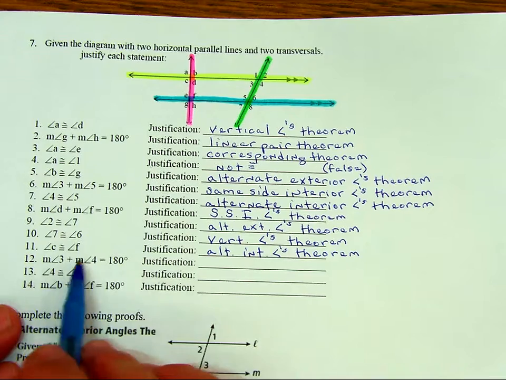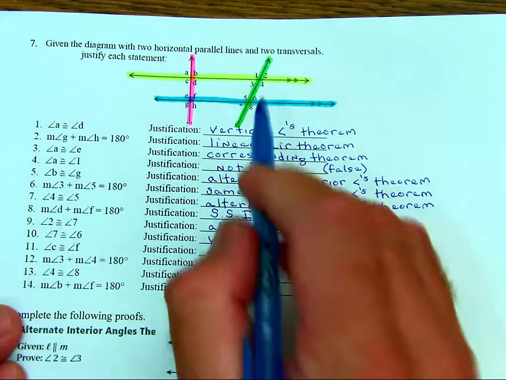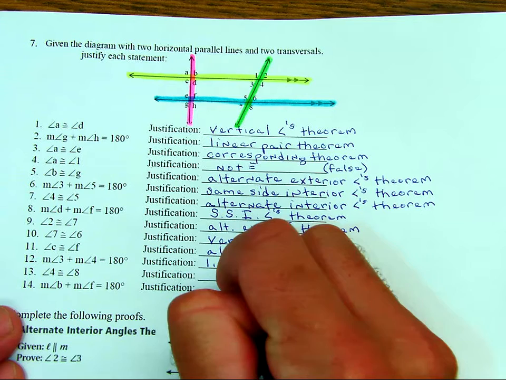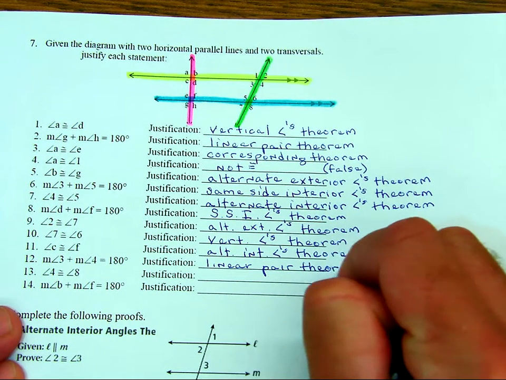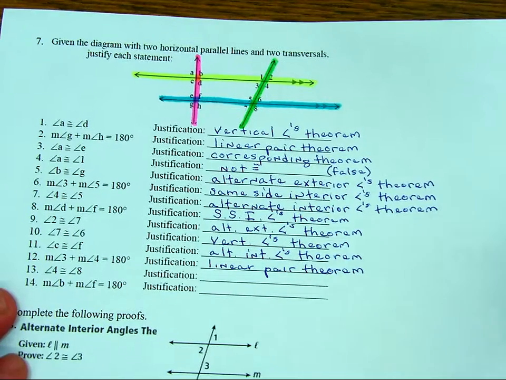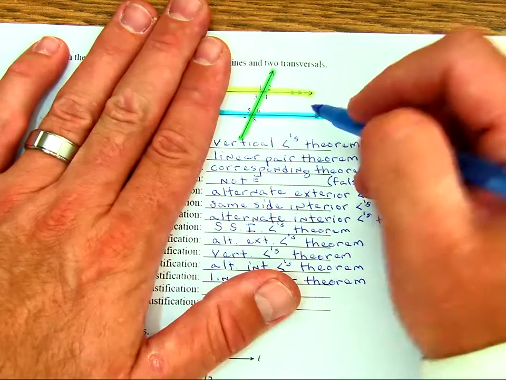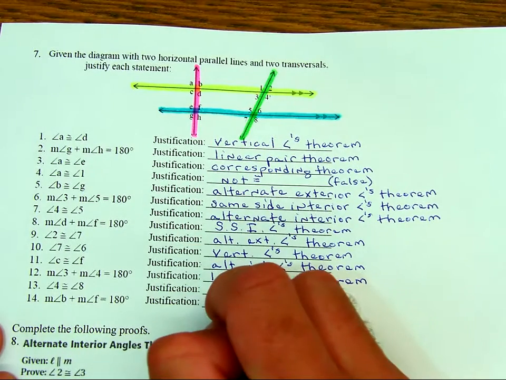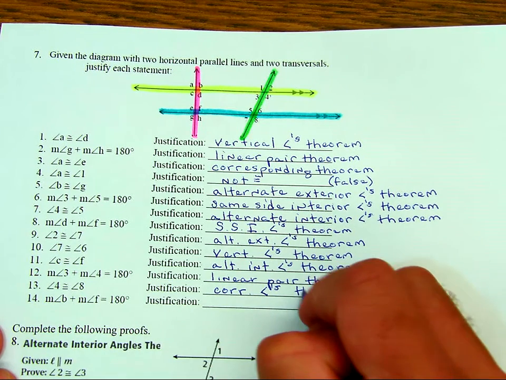Okay, number 12, angle 3 plus angle 4. The measure of those angles, the sum is 180. They are adjacent angles that form a straight line, so they're a linear pair. So this is true because of the linear pair theorem. Okay, the measure of angle 4 is congruent to the measure of angle 8. So the lines are parallel, and those are in the same position. Those are corresponding angles. So I'm going to abbreviate. The reason is the corresponding angles theorem.